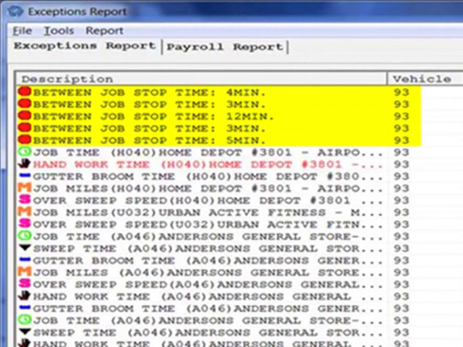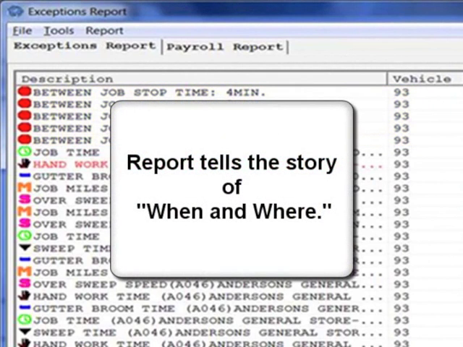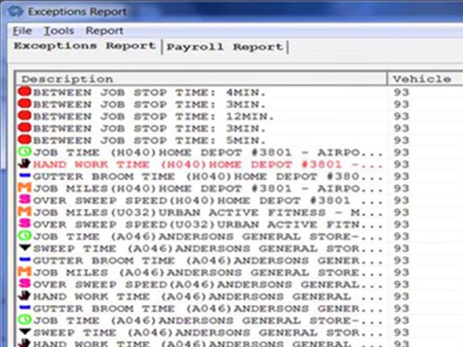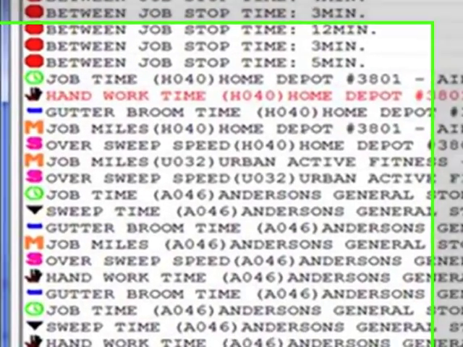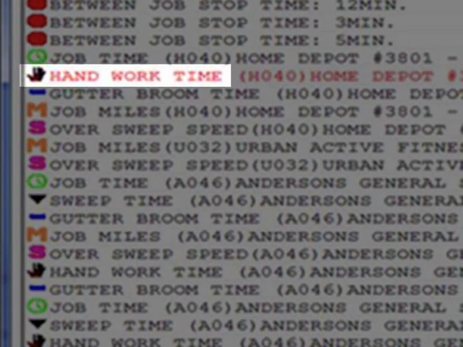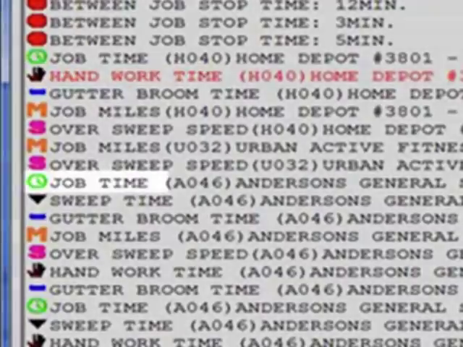This is an abbreviated report due to the size of the screen. There is significantly more data that tells the story of when and where. In addition, by looking at the actual breadcrumb animation overlaid on the map, we can be very specific as to where these stops occurred. Do you see the hand that identifies the hand work time?